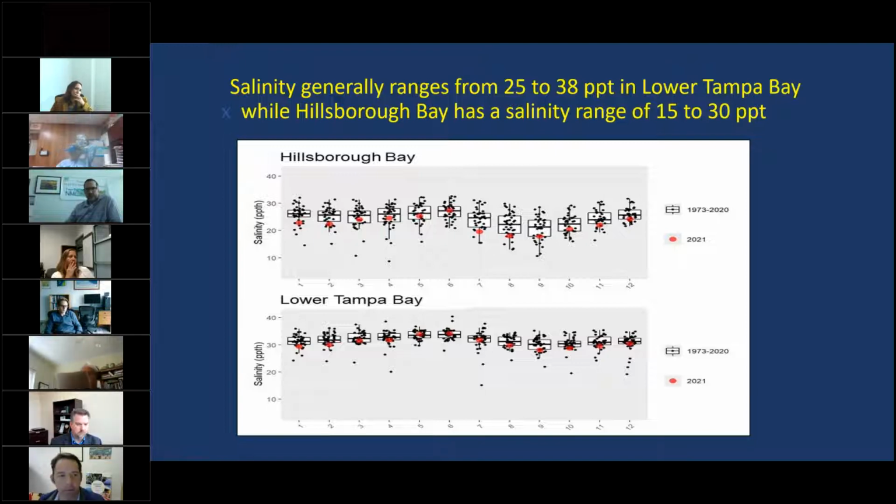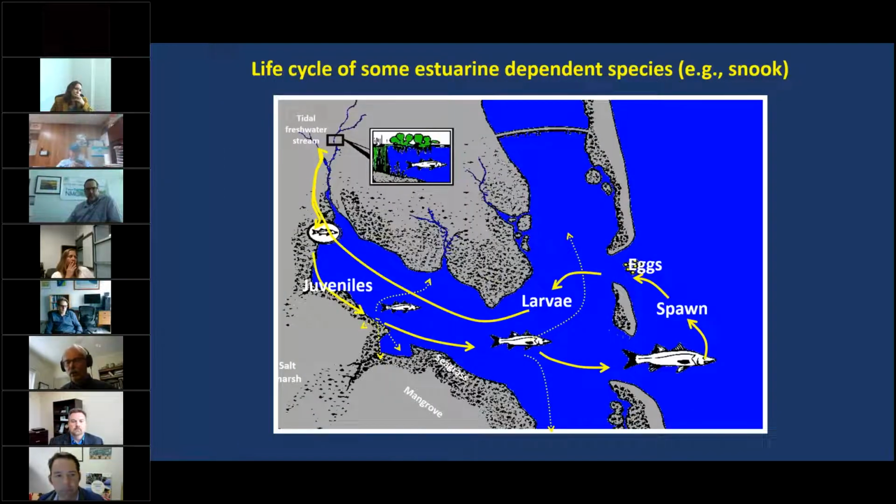Next. One of the most important functions of estuaries is their role in fisheries production. Sport and commercial fisheries are multi-billion-dollar industries in Florida, and a majority of species comprising Florida's sport and commercial fisheries are estuarine dependent, meaning they rely on estuaries at some point in their life cycle, which includes species such as snook, blue crab, tarpon, red drum, and pink shrimp.